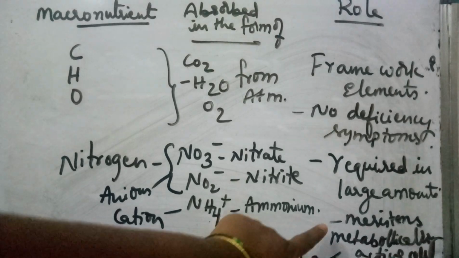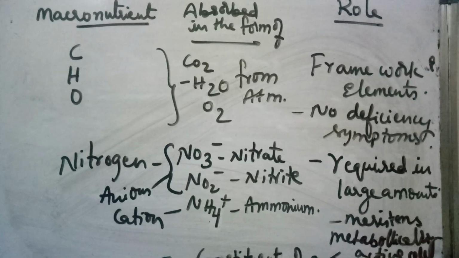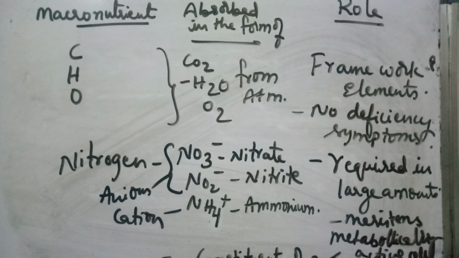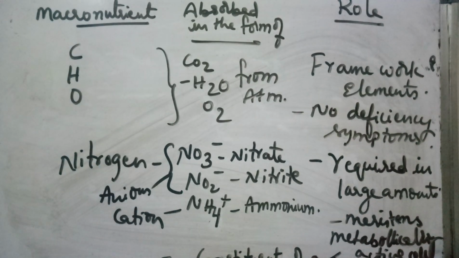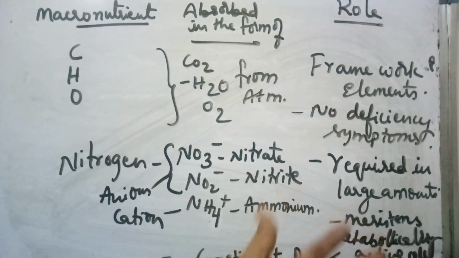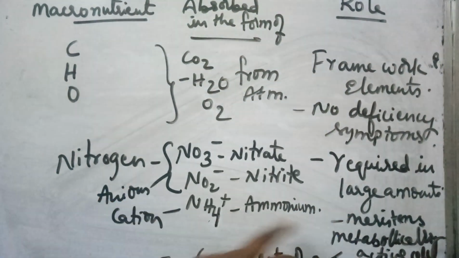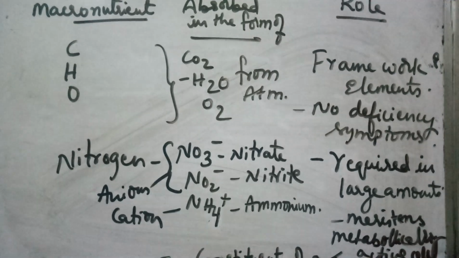Nitrogen will be present in the meristematic tissues and also metabolically active cells. Wherever metabolism is very active, in all those cells we will find nitrogen. Metabolically active cells means photosynthesis is occurring or protein synthesis is occurring, any synthesis is occurring, or the cell is undergoing fast respiration. In those cells definitely we will find nitrogen. Meristematic cells are automatically metabolically very active, that's why nitrogen is present in meristems.